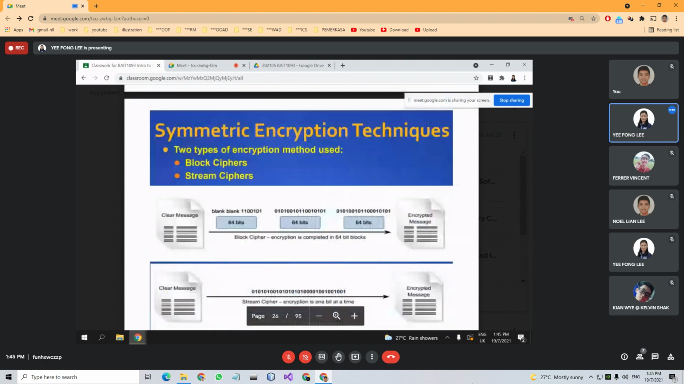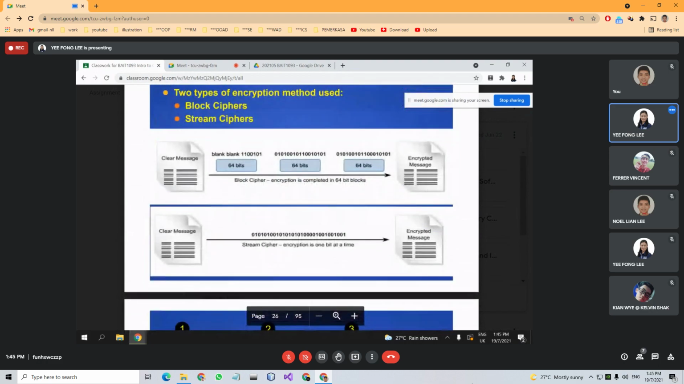Next one. All right, this one is clear. 2 types of encryption method used. From here, you can see very clearly. If a block cipher, they will split by the same and equal size, 64, 64, 64, and send out by block. And if a stream cipher, they will send out bit by bit, but continuously.